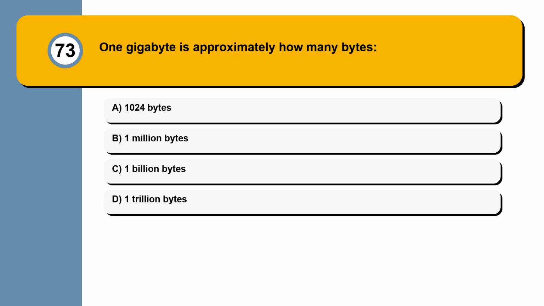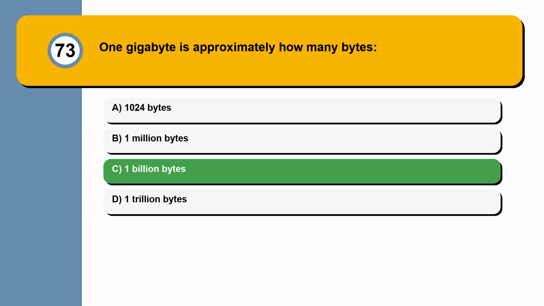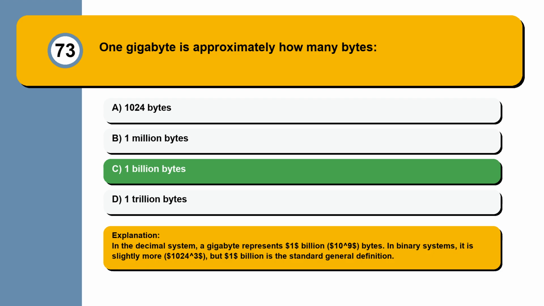Question 73. 1 gigabyte is approximately how many bytes? Here are your options. Option A, 1024 bytes. Option B, 1 million bytes. Option C, 1 billion bytes. Option D, 1 trillion bytes. The correct answer is option C, 1 billion bytes. Explanation. In the decimal system, a gigabyte represents 1 billion, 10^9 bytes. In binary systems, it is slightly more, 2^30, but 1 billion is the standard general definition.